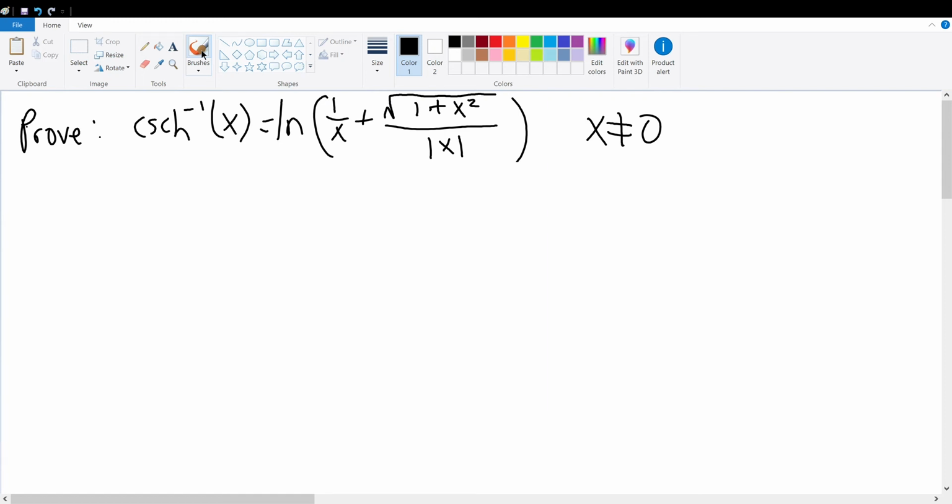Today we're going to be proving that the arc hyperbolic cosecant of x is equal to the natural log of 1 over x plus the square root of 1 plus x squared divided by the absolute value of x, with x's range being not equal to 0.